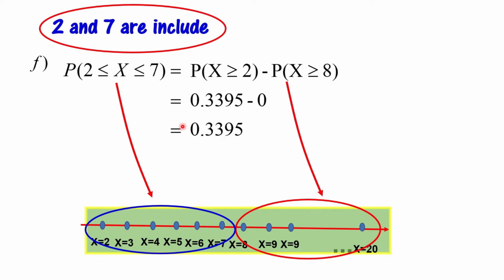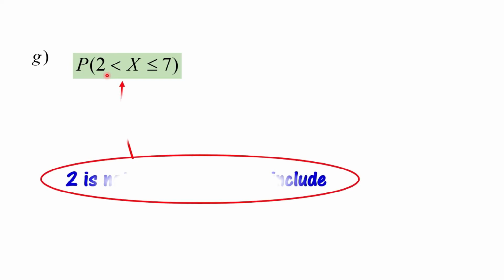In order to read the table, you need to create the formula probability x more than or equal to 2 minus probability x more than or equal to 8. So you need to know how to create the formula in order to read the table. Now we continue with G. Probability x more than 2, less than or equal to 7. Please take note that 2 is not included, but 7 is included here.